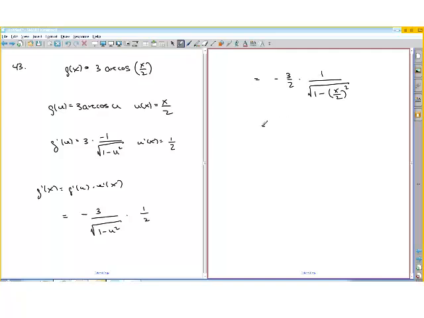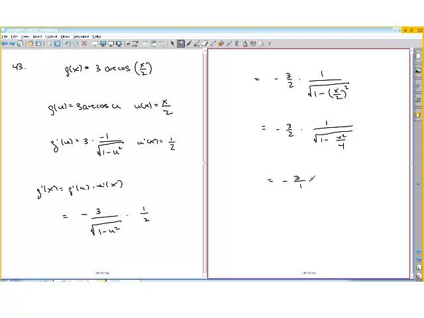Okay, so they go a little further with this. What we're going to do is multiply out the denominator and the square root. So what you get is 1 minus x squared over 4. But what we can do is move this 2 inside. What that does is when you move the 2 inside, you have to square it.